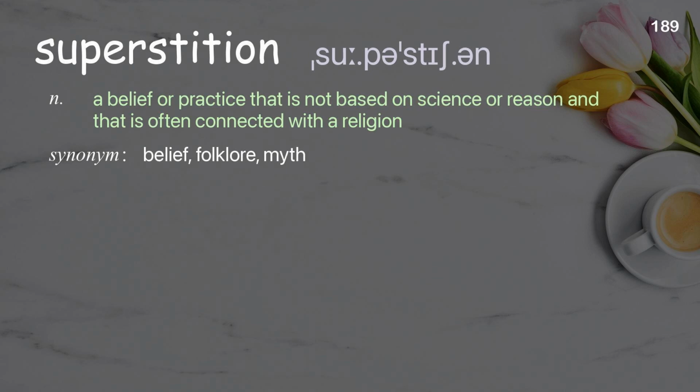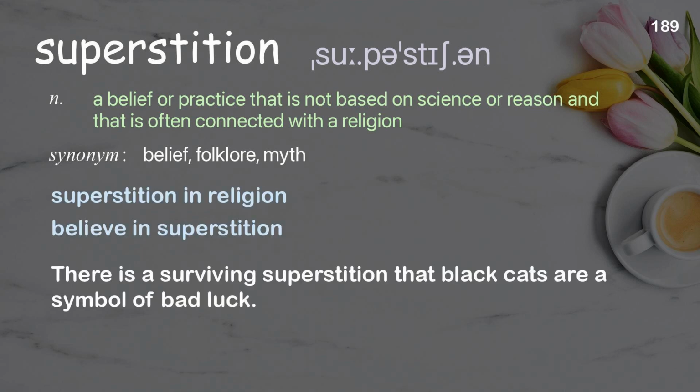Superstition. A belief or practice that is not based on science or reason and that is often connected with a religion. Examples: Superstition in religion. Believe in superstition. There is a surviving superstition that black cats are a symbol of bad luck.